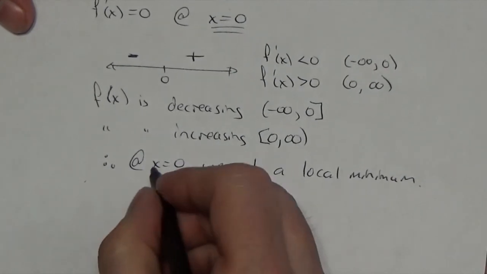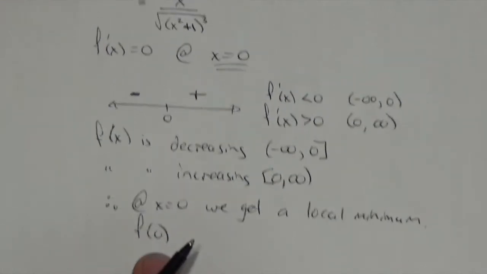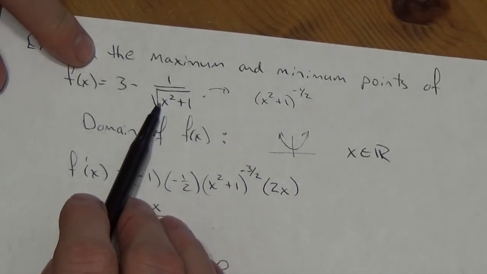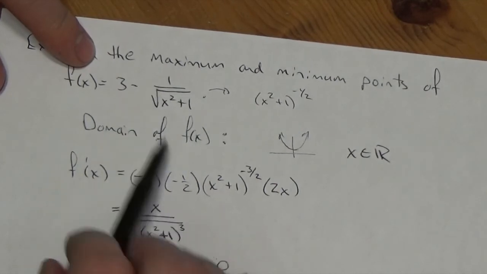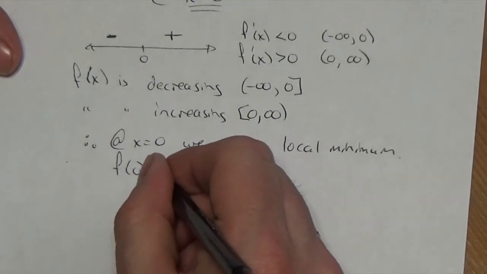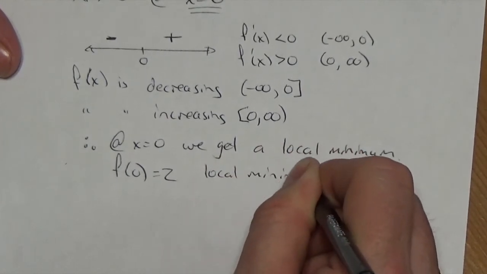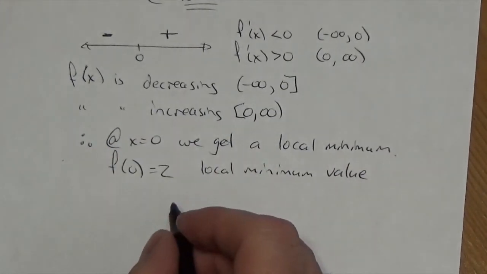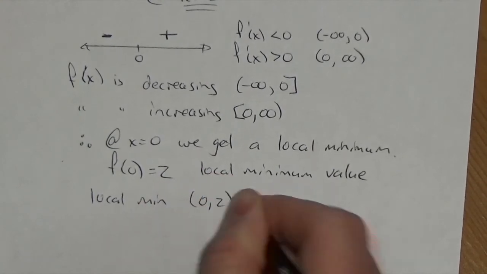Now, f at 0, if I plug that into the original function, and bear in mind, I have to go right back up to the original function. If you plug 0 into that, well, 0 squared is 0, plus 1 is 1, square root of 1 is 1, 1 over 1 is 1, 3 minus 1 is 2. So f at 0 is equal to 2. This becomes our local minimum value. So what's the point of that local min? Well, we've got a local min, and its coordinates are 0, 2.